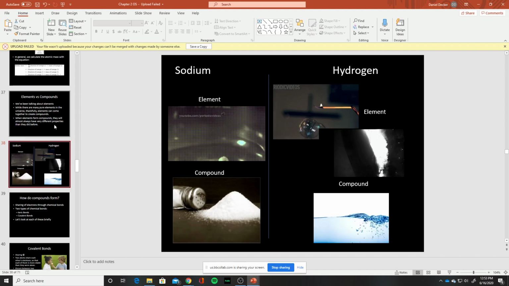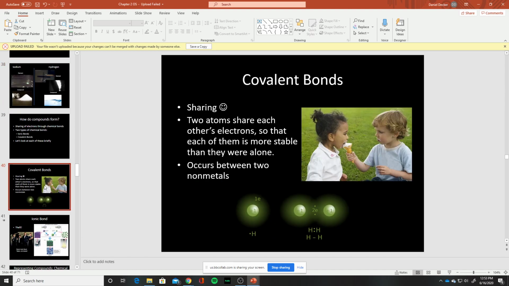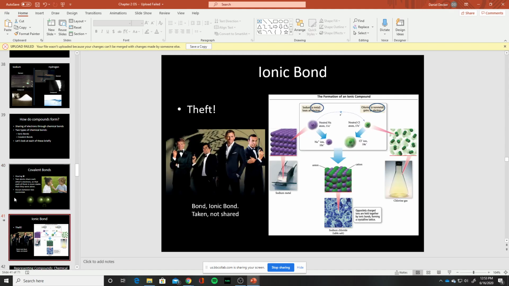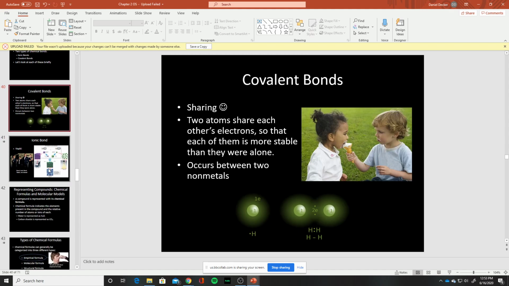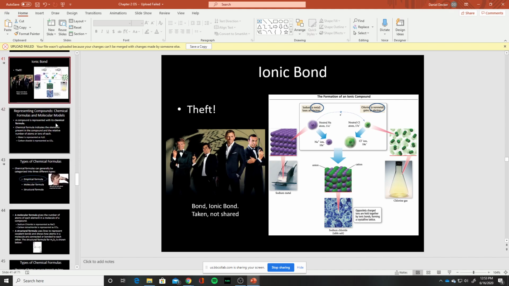Alright, so now we're getting into stuff about molecules here. I do expect you to know the difference between covalent and ionic bonds. So covalent bonds are where electrons are being shared. Ionic bonds are where electrons are being taken, so they're completely transferred from one to another. I expect you to be able to essentially say what the difference is between those two.